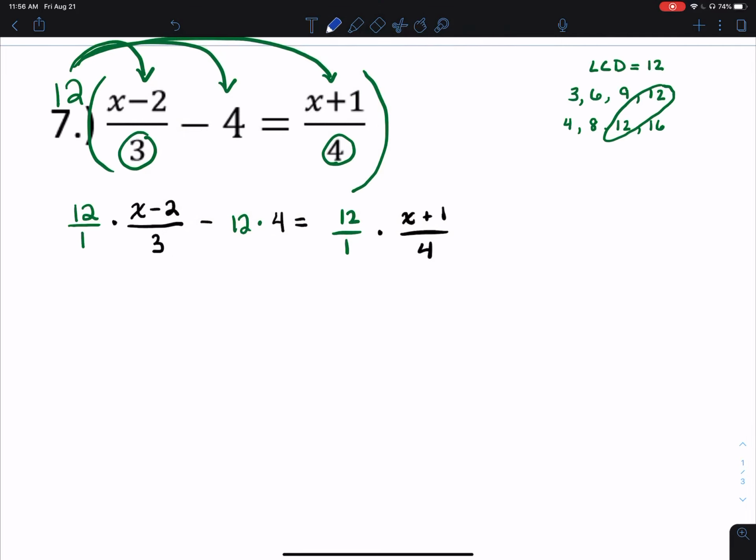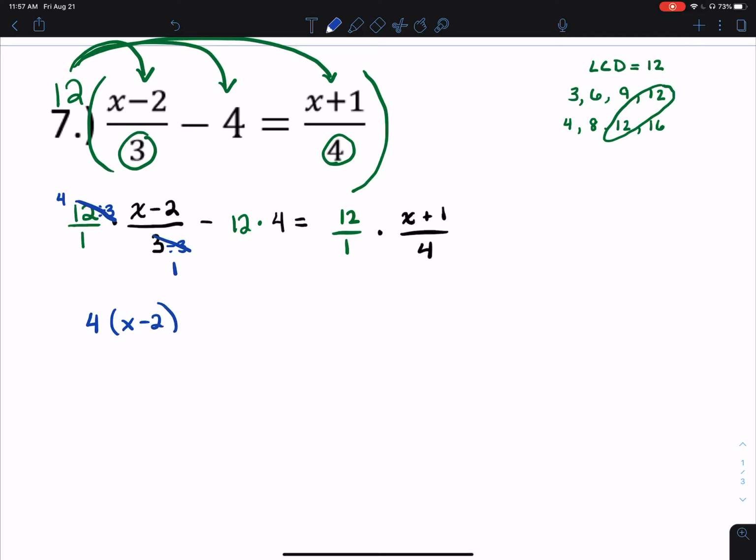Now I'm going to actually do the multiplication. Remember, when we multiply fractions, we can cancel anything in the numerator with anything in the denominator. So when I look at the multiplication with that first term, the 12 over 1 times (x - 2)/3, both 12 and 3 can be divided by 3. So I'm going to cancel. 3 divided by 3 gives me 1. 12 divided by 3 gives me 4. So that leaves me with 4 times (x - 2).